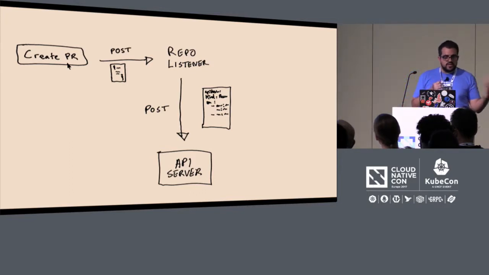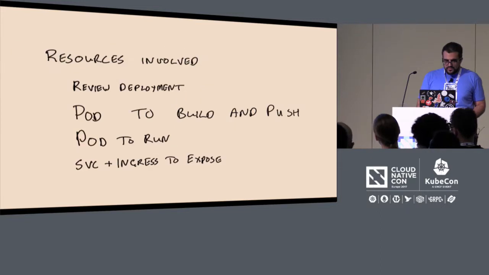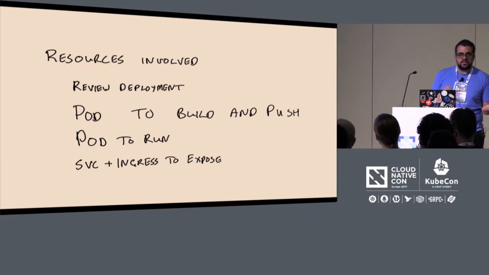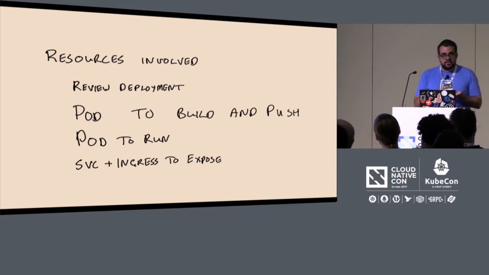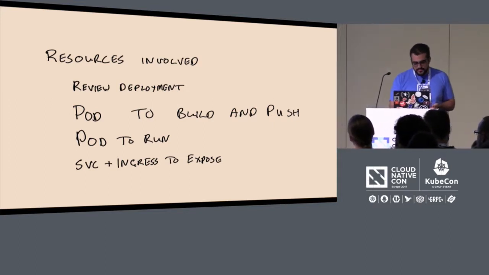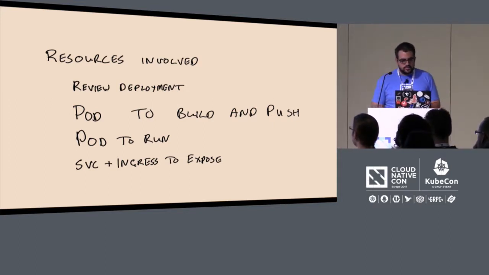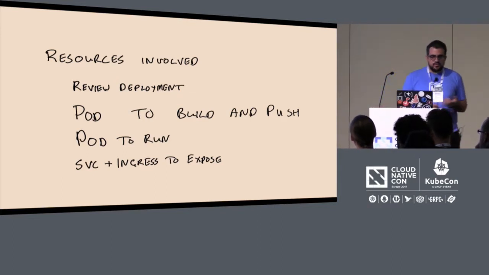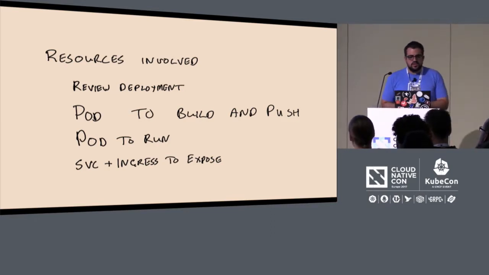We have taken the data about the pull request and created a review deployment and stuck that into the cluster. The different resources that we're writing and creating within Kubernetes for this are: this review deployment, our custom one. We're going to need to build and push at that commit, so there's a pod that's just launched into the cluster. And then after it's been built and pushed, there's another pod to run it. And then there's some services and ingresses.